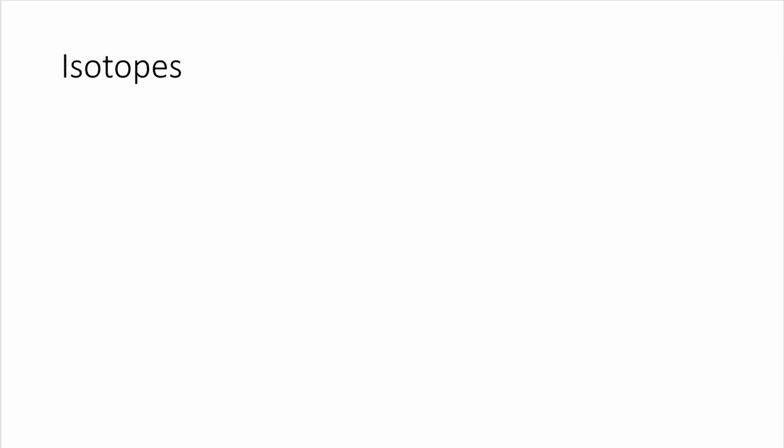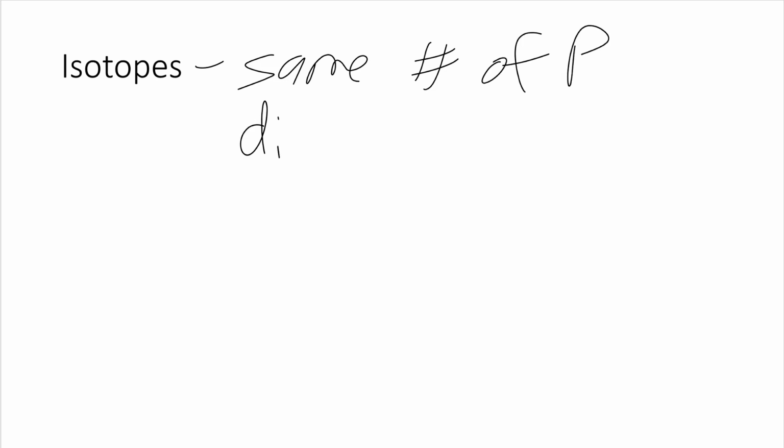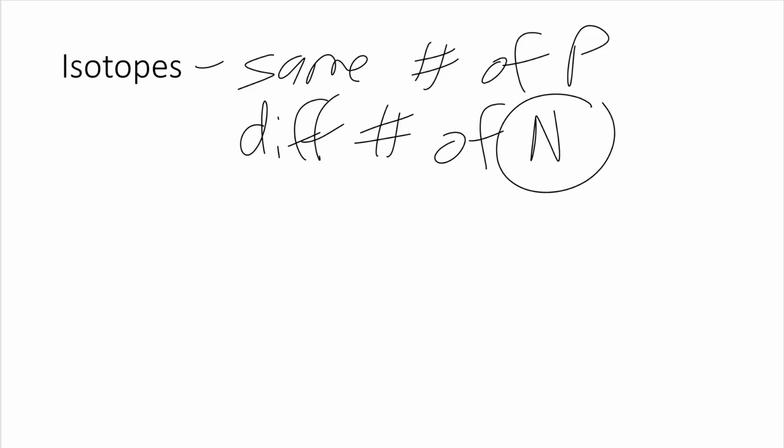Next, we're going to talk about what isotopes are. Isotopes are atoms with the same number of protons but different numbers of neutrons. So if the number of neutrons is different, that means the mass is going to change. Remember, two slides ago, the mass number is the protons plus the neutrons. So if the neutrons are different, the mass number has to be different, but the number of protons is the same. For example, all carbons have 6 protons.